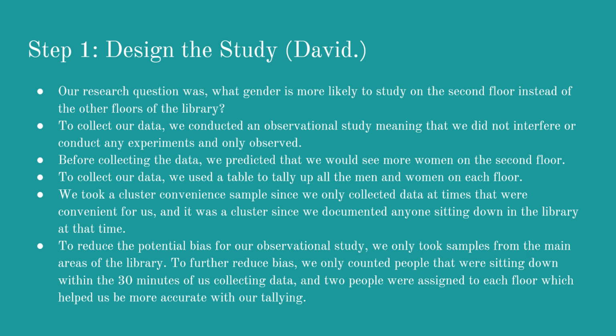To reduce the potential bias for our observational study, we only took samples from the main areas of the library. To further reduce bias, we only counted people that were sitting down within the 30 minutes of us collecting data, and 2 people were assigned to each floor, which helped us be more accurate with our tallying.